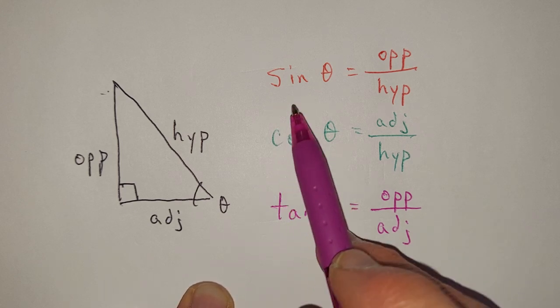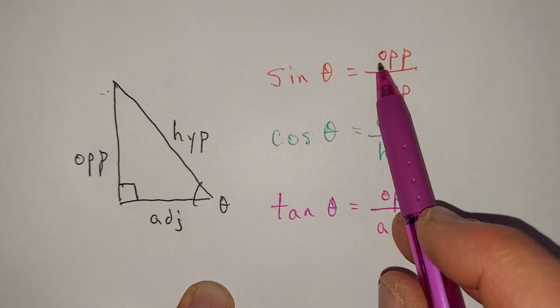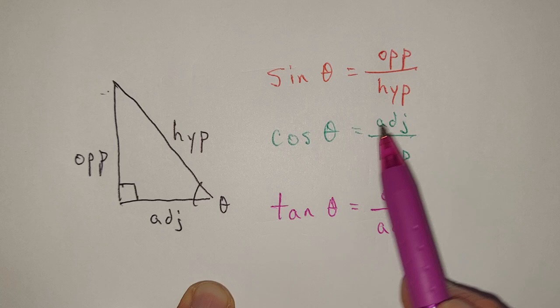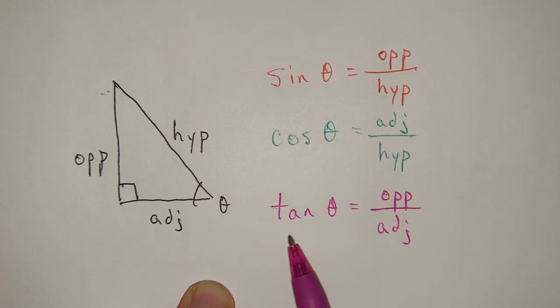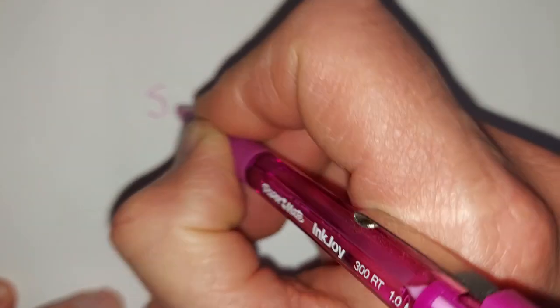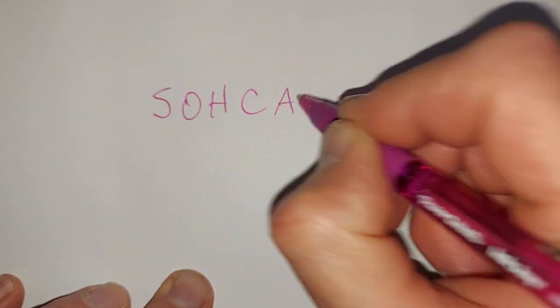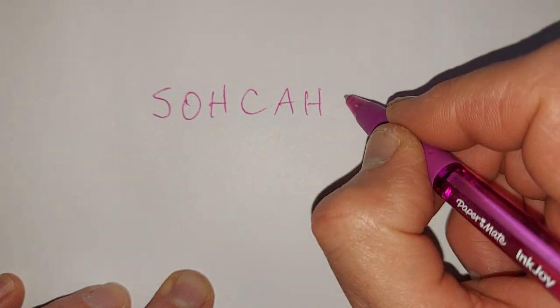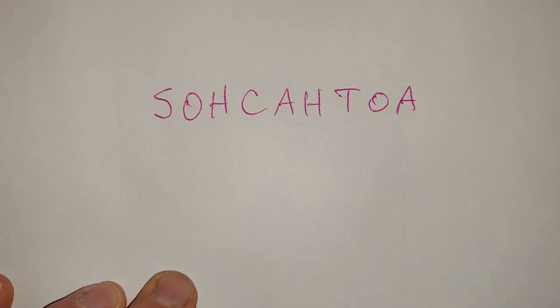Now, I always remember the difference between sine and cosine as that S is close to O in the alphabet. So sine uses opposite over hypotenuse. Cosine, C, is close to A. So cosine uses adjacent. Okay? And then just tangent is opposite over adjacent. So what we have is that sine is opposite over hypotenuse. Cosine is adjacent over hypotenuse, and tangent is opposite over adjacent. SOHCAHTOA.